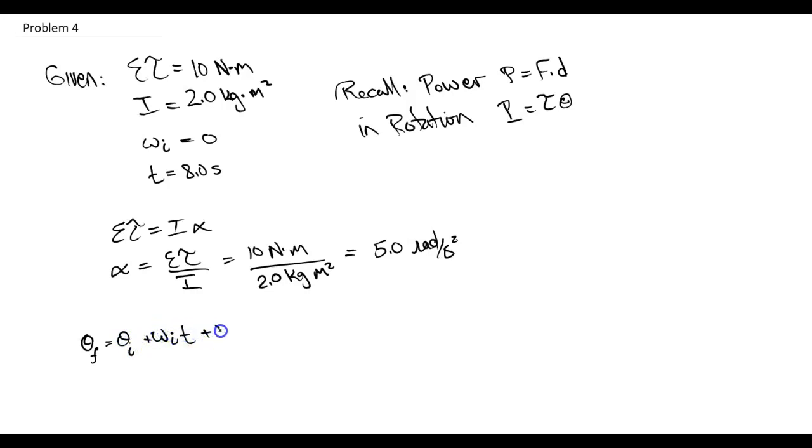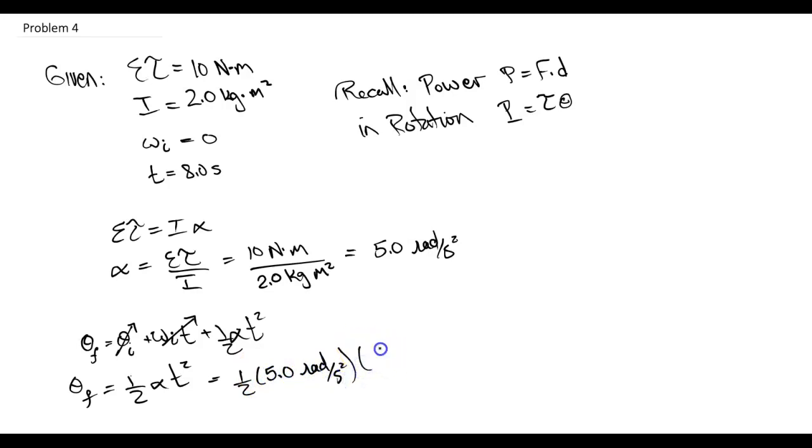So if we used the following one, right, we've seen this one before, we know again that we can start from 0. We're told that it starts from rest, so the angle swept by the grindstone is 1/2 alpha t squared, which is 1/2 times 5.0 radians per second squared times 8.0 seconds quantity squared, and that will give us about 160 radians.